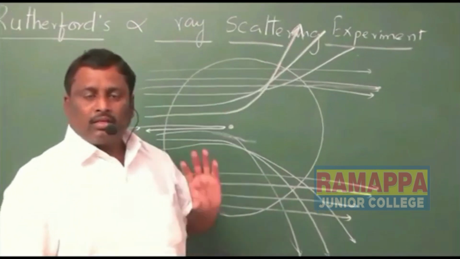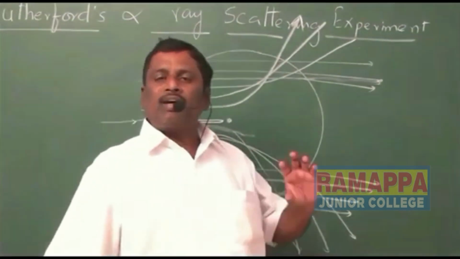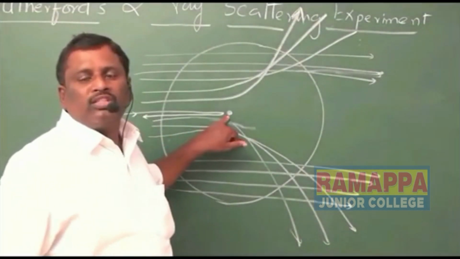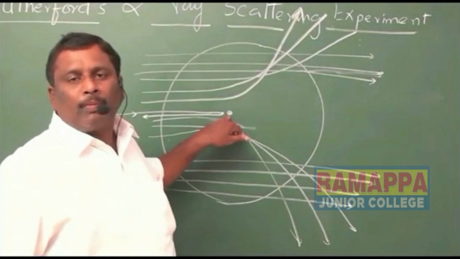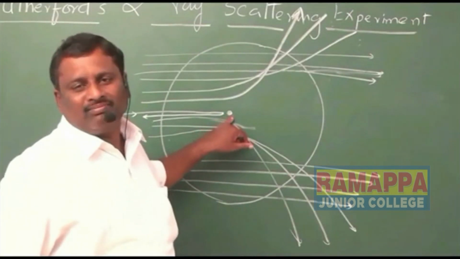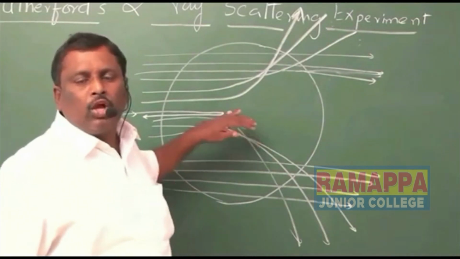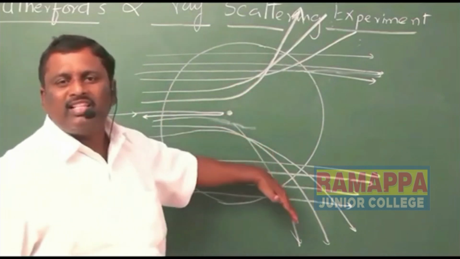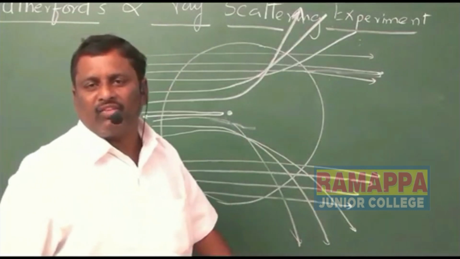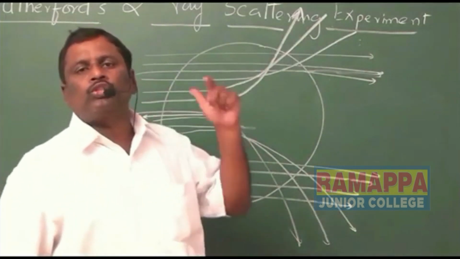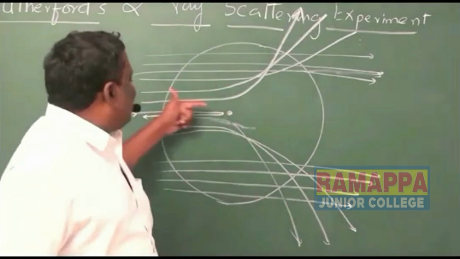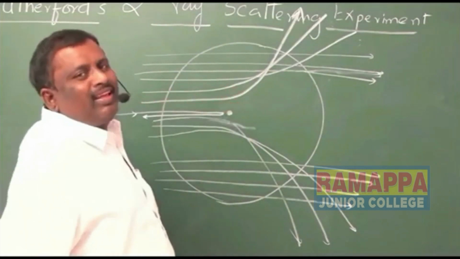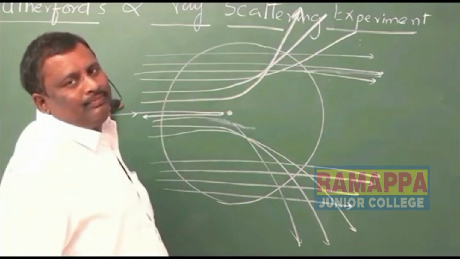That means the whole positive charge and mass of an atom is concentrated at a minute point, which is known as the nucleus. Probably it may be the center of the atom. So those alpha particles which come nearer to this nucleus will get repelled and change their path. That's why they are reflected at different angles. Those alpha particles which are directly bombarded on the center of the atom will reflect back on their own path.